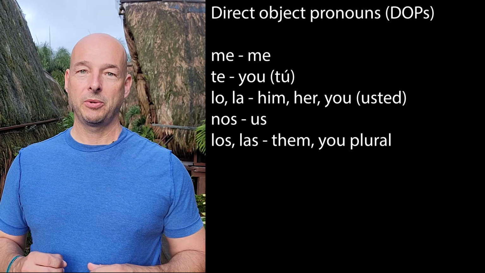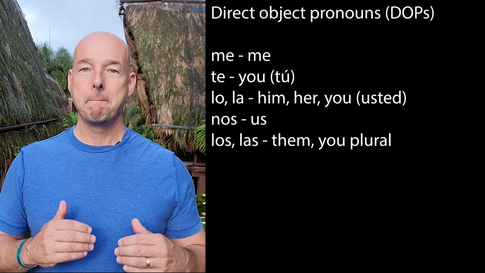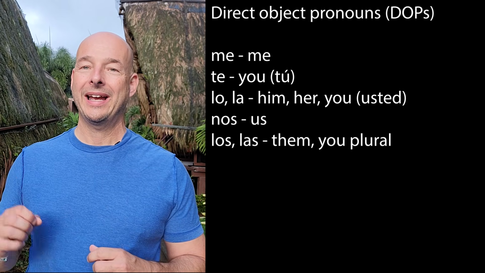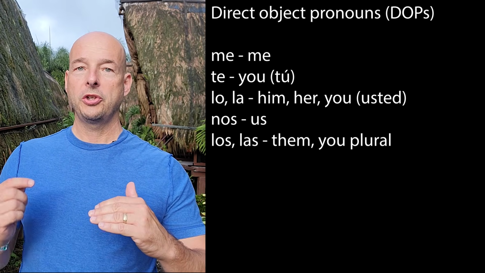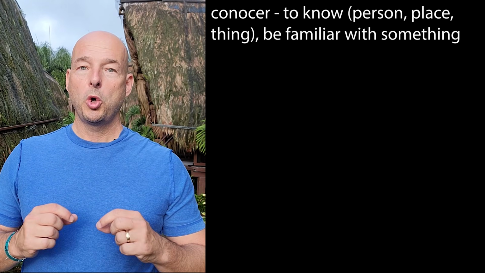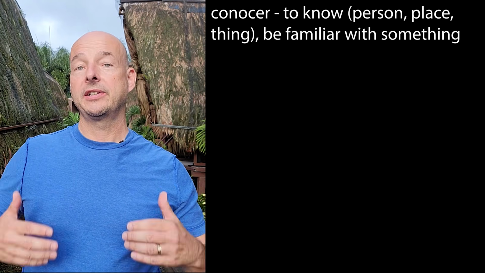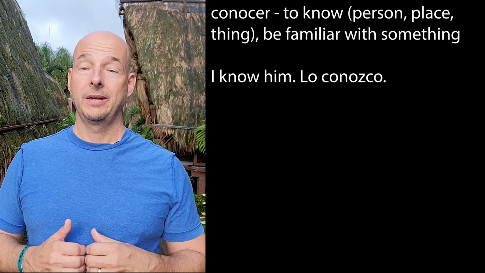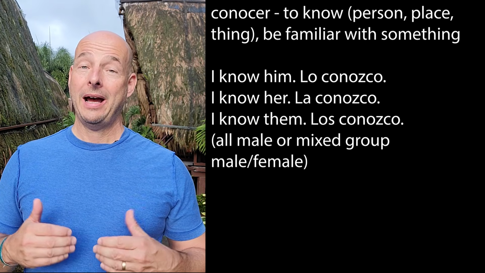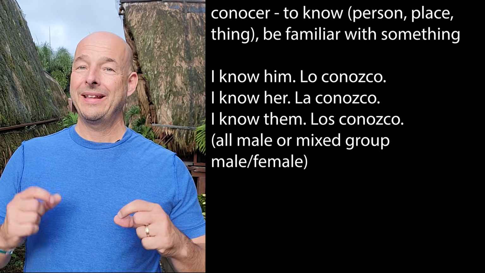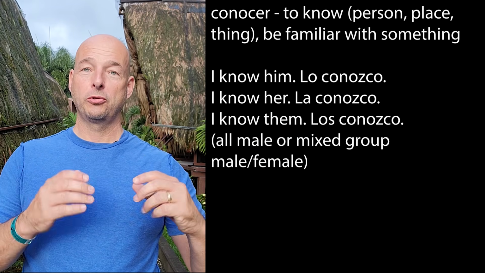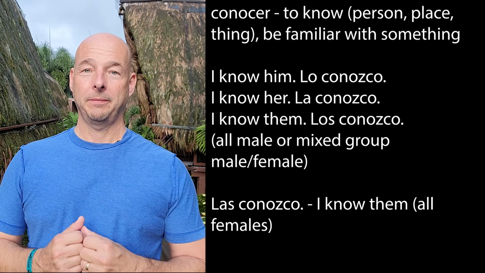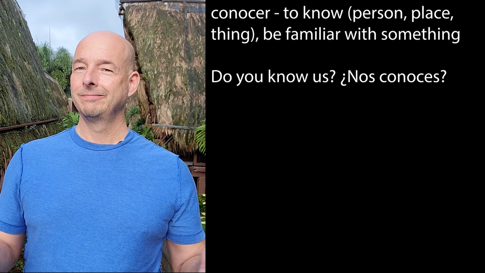Let's go over our direct object pronouns again, also called DOPs. Me, te, lo, la, nos, los, and las. Once you have a certain phrase or construction, you're just basically plugging these in. We covered the verb conocer, which means to know a person, a place, like to be familiar with, right? So we're going to just plug it in. I know him. Lo conozco. I know her. La conozco. I know them. Los conozco. That's going to be a group of all males or a mixed group of males and females. If it's a group of all females, las conozco. I know them. Do you know us? Nos conoces? Not that tough, right?